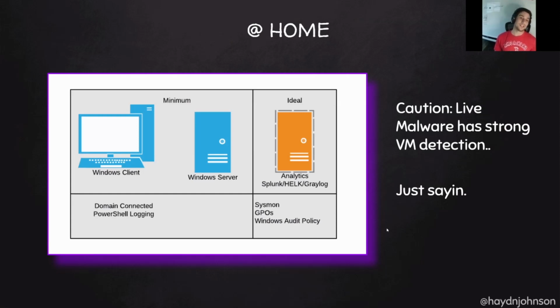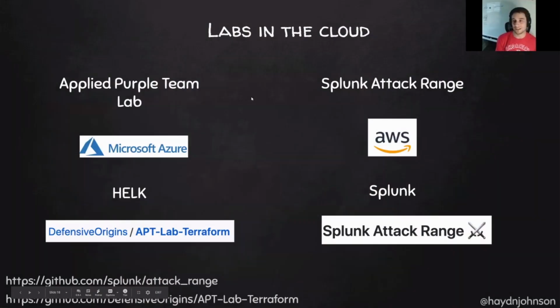And the funny thing was the last talk, Cheerio, was doing the malware analysis. Live malware has strong VM detection, so you're not going to be able to run live malware in a lab like this unless you use anti-VM detection. So the reason I brought this up is that there are really awesome labs in the cloud which make it really easy to pop it up, pull it down if you don't have the infrastructure at home. So this Terraform is really valuable here.